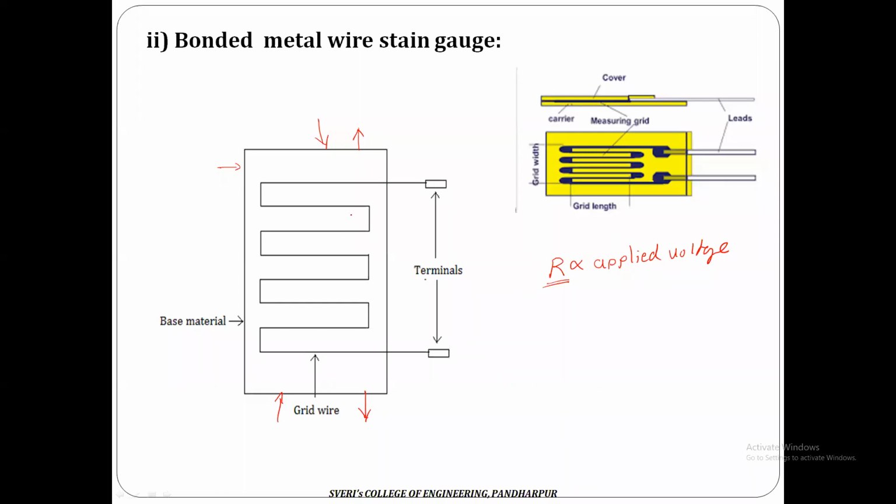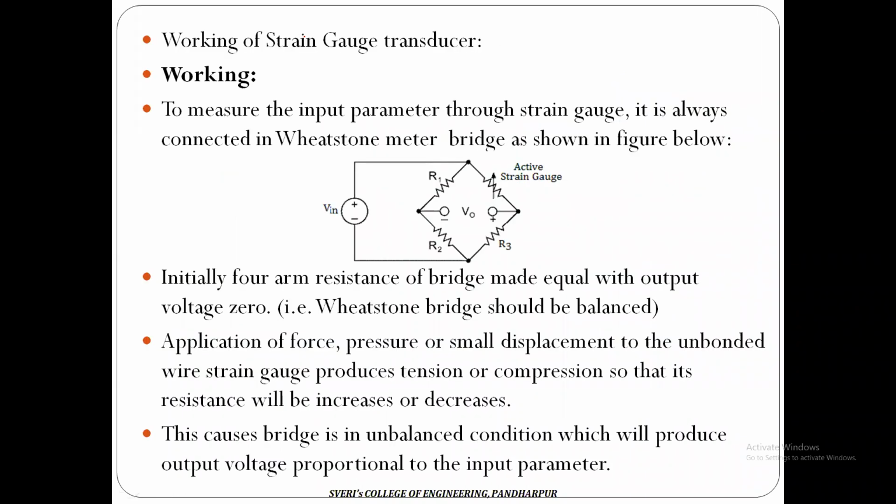For that purpose, the bonded wire strain gauge or unbonded wire strain gauge are always connected in a Wheatstone meter bridge. Now, if you look at the circuit diagram of the Wheatstone meter bridge, as you know, for the operation of a Wheatstone meter bridge it is necessary to connect it to an external supply, and this is that external supply.